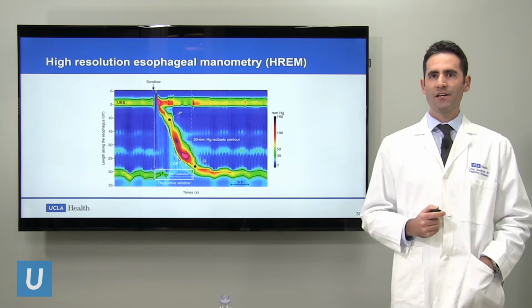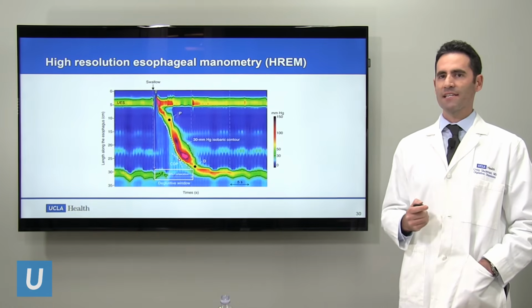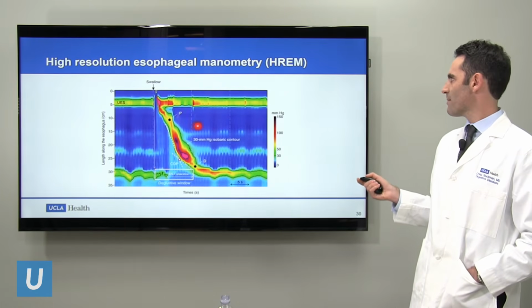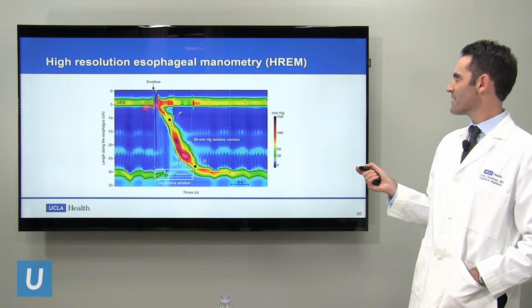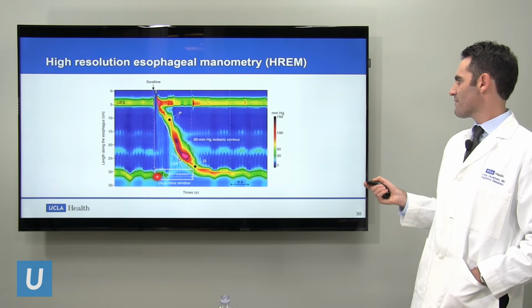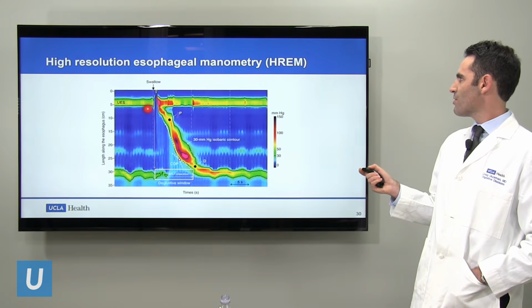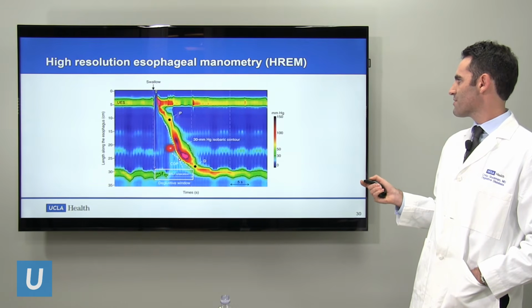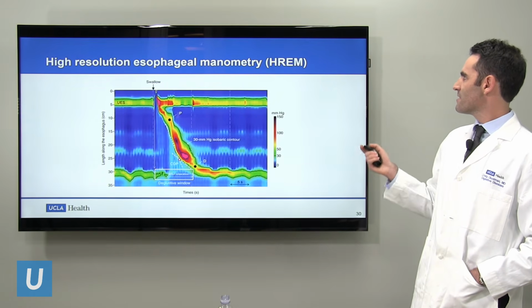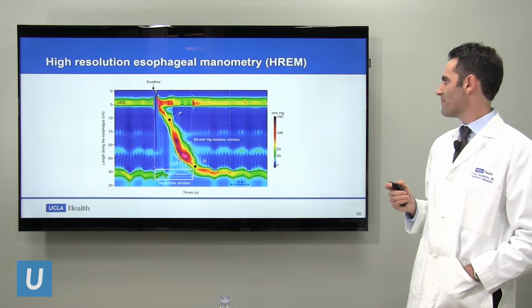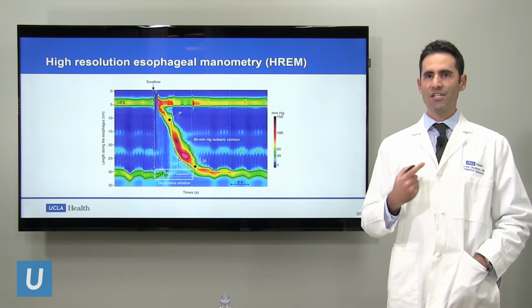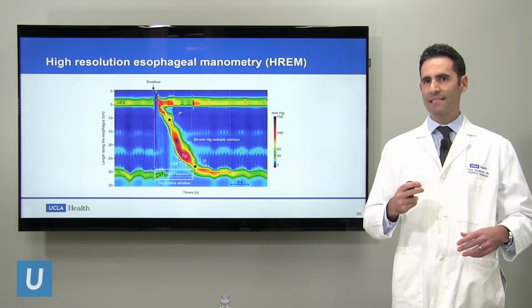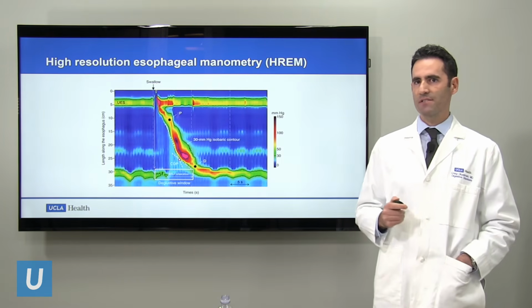So this is a picture, and we get these beautiful tracings by using the esophageal manometry. Without going into too much detail, this is the upper esophageal sphincter. This is the lower esophageal sphincter. This is the bolus of food moving down the esophageal body. And I can tell you that this is a normal esophageal manometry. I like to refer to manometry as almost like the EKG of the esophagus because it really tells us about the function of the esophagus.